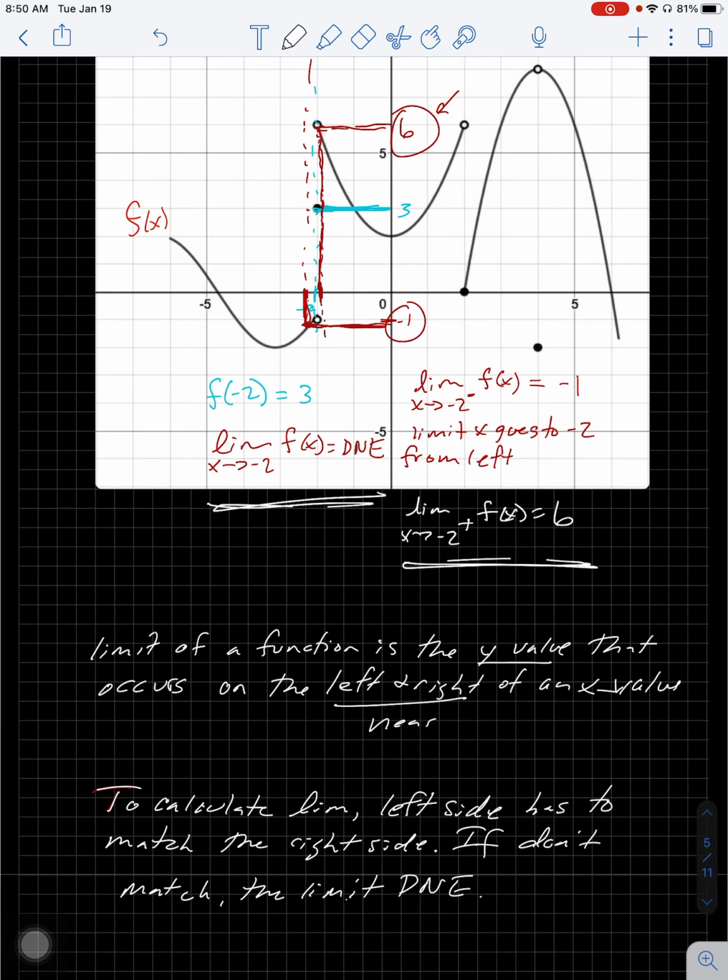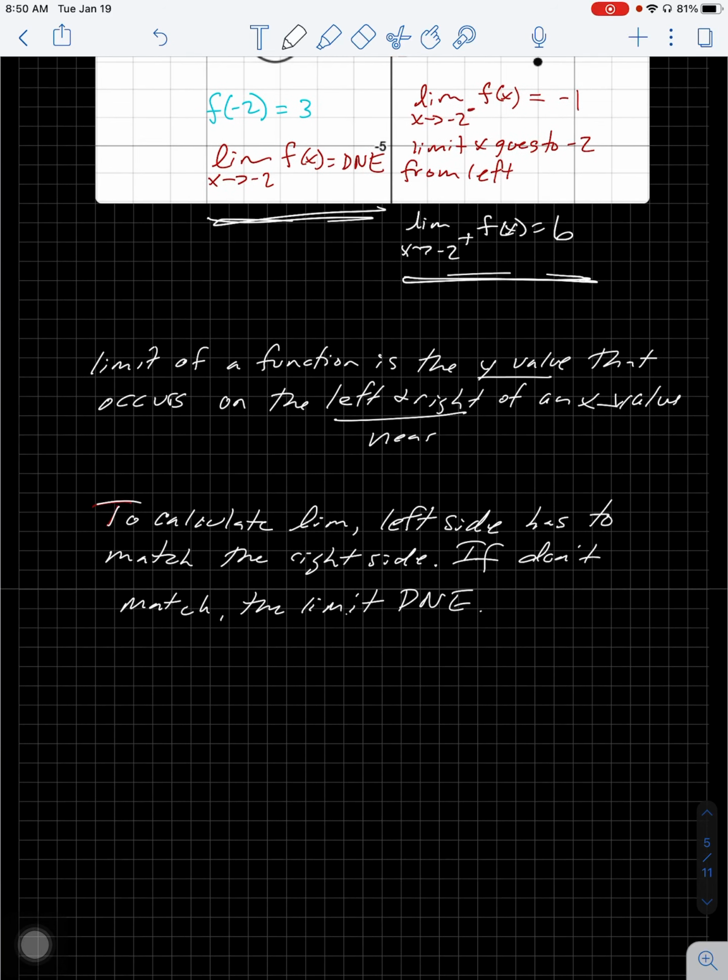Okay, so here's a more formal definition of the limit. The limit as x goes to a number, we'll call that a, exists if the limit as x goes to a from the left equals the limit as x goes to a from the right. Okay, so that's a little bit more of a mathy formal definition.